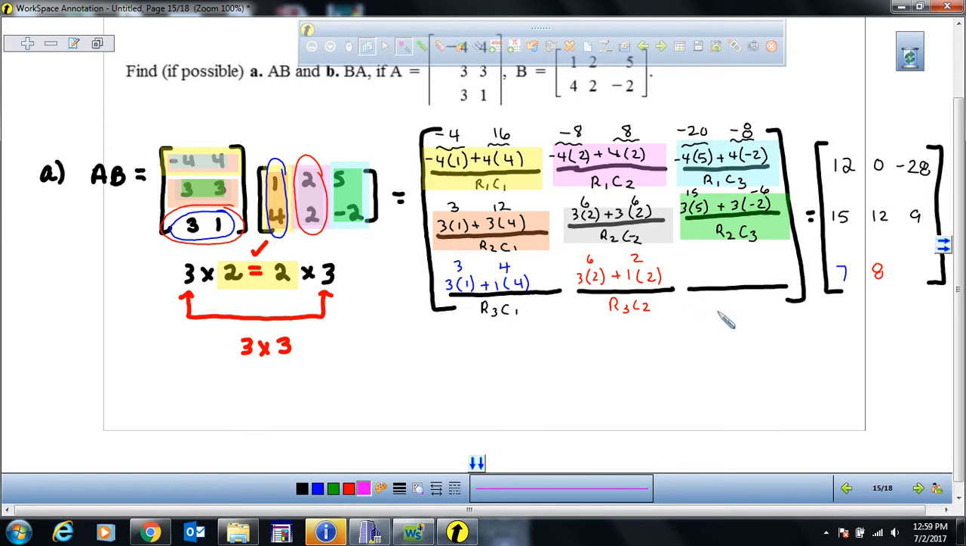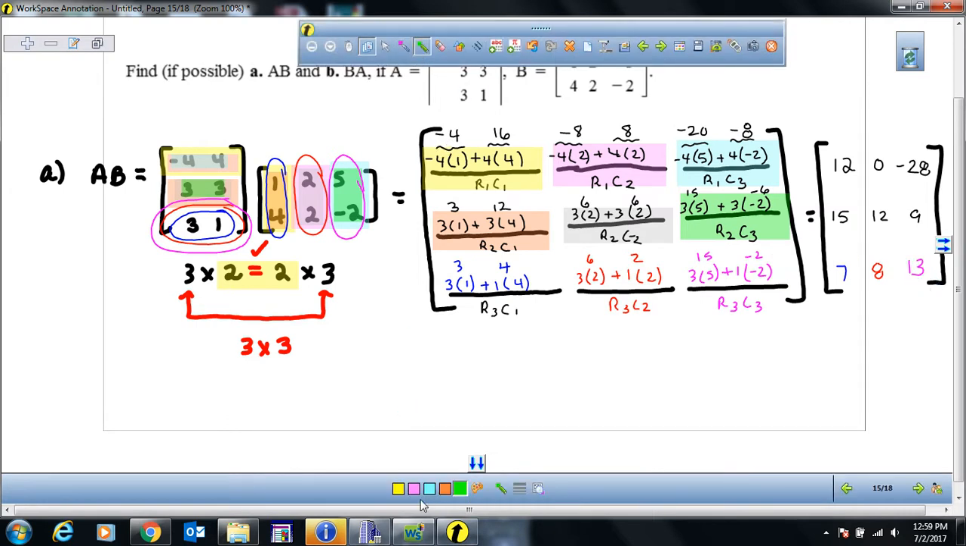Last but not least, this one is located in the third row and third column. So I need to multiply the third row, which is this row again, but now times the third column, which is this column right here. So it would be the 3 times the 5 plus the 1 times the negative 2. So that's a 15 plus negative 2, which is going to be a 13. And this is my matrix A times B.